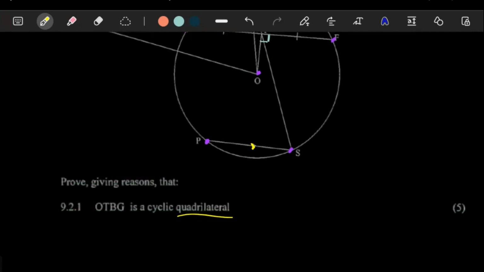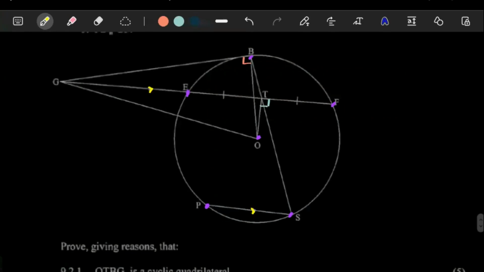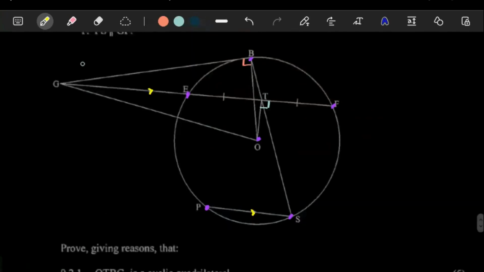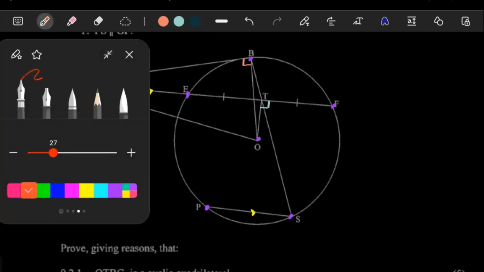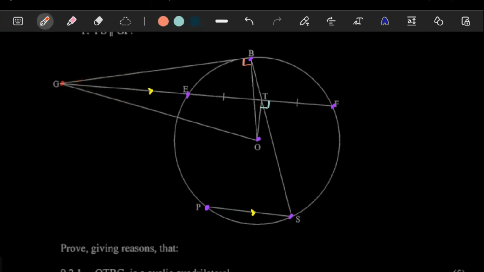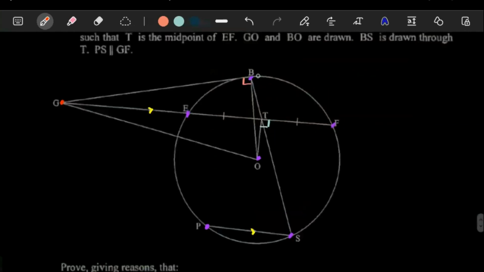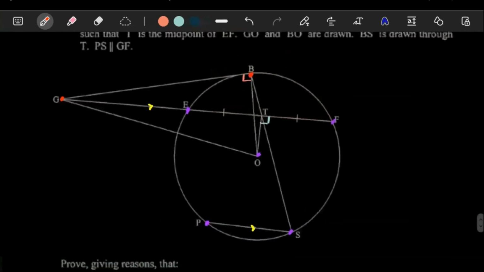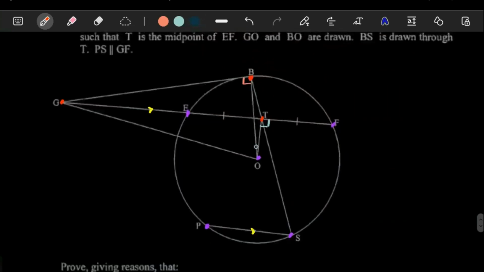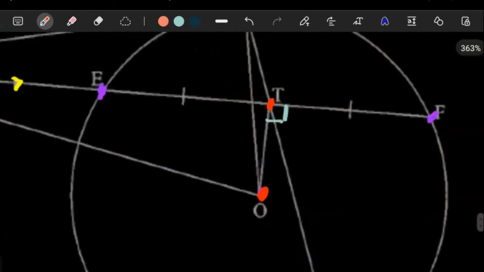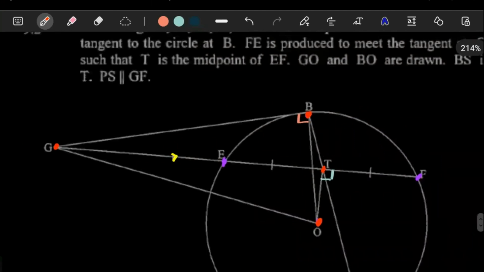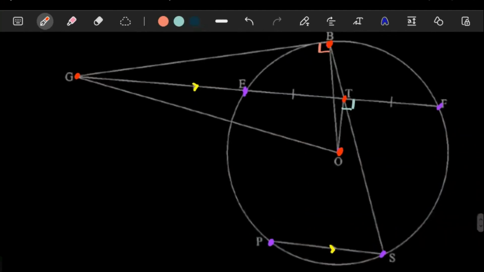judging from the way this particular question looks, this is going to be quite interesting. Let me just label it with the red here. There's G, B, there's T, there's O. Okay, now what? Oh yeah, this is quite interesting. Well, let's see. We have which lines are parallel here. So we have parallel lines here.